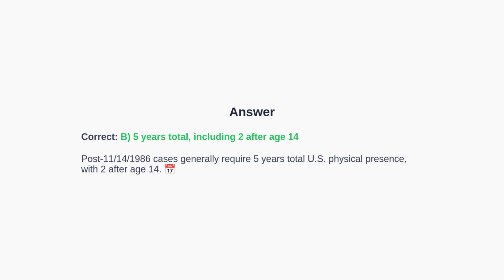The correct answer is B. For children born on or after November 14, 1986, the general rule is 5 years total physical presence in the United States, including 2 years after the father turned 14. As always, confirm specific statutory details for the relevant time period.